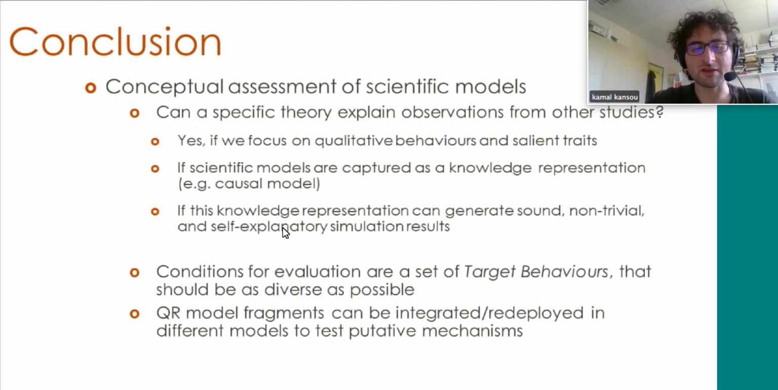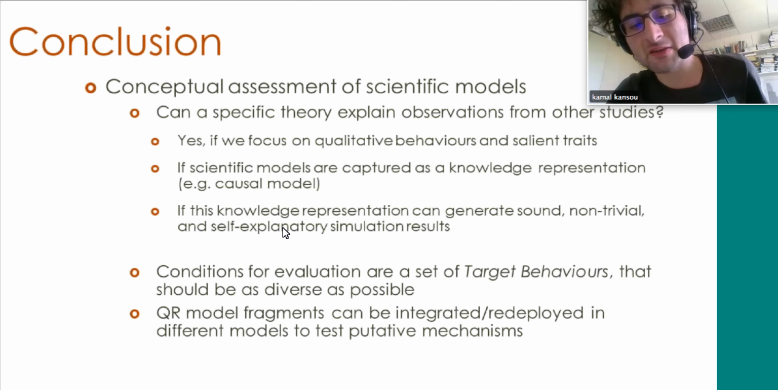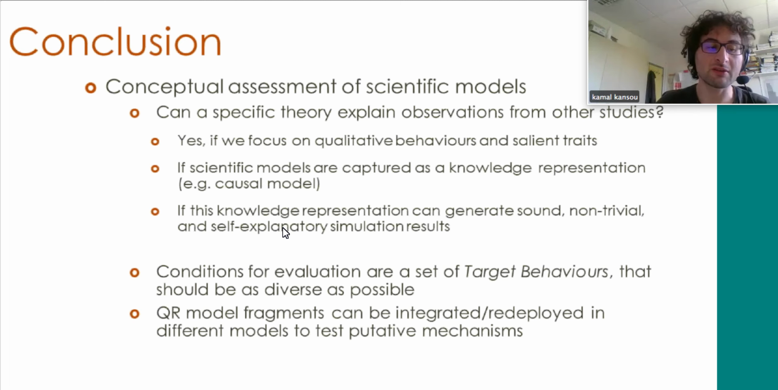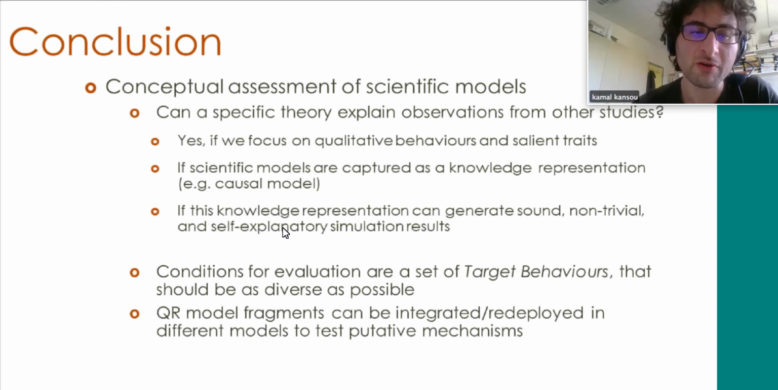And finally, I would say that the QR model fragments can be integrated and redeployed in different models to test putative mechanisms. So I haven't presented this aspect. It's related to the compositional modeling aspect, and this is what we use to perform the model augmentation of a QR model and to actually change the structure of a QR model, and this way test different versions of theories and different partial theories and so on and so forth. So it is also very useful for this work.